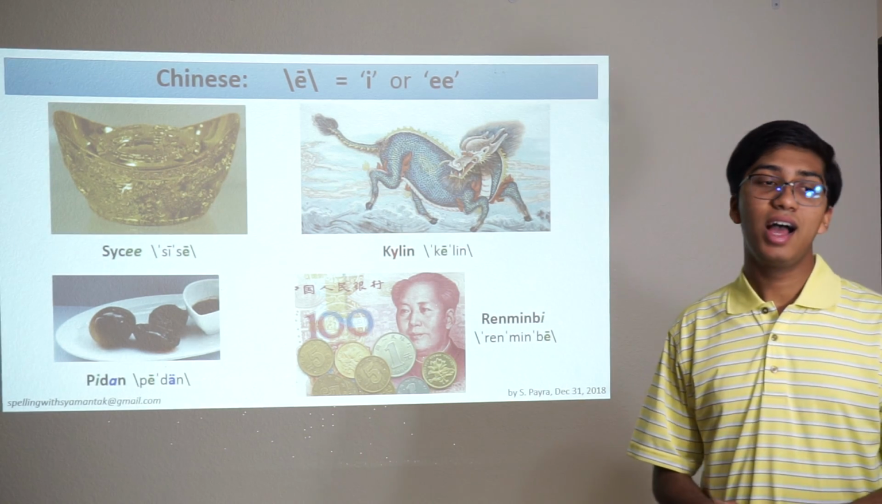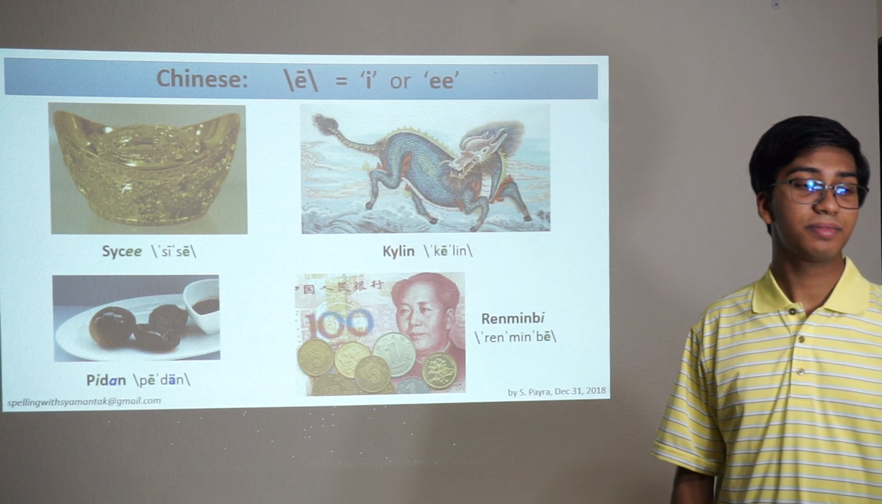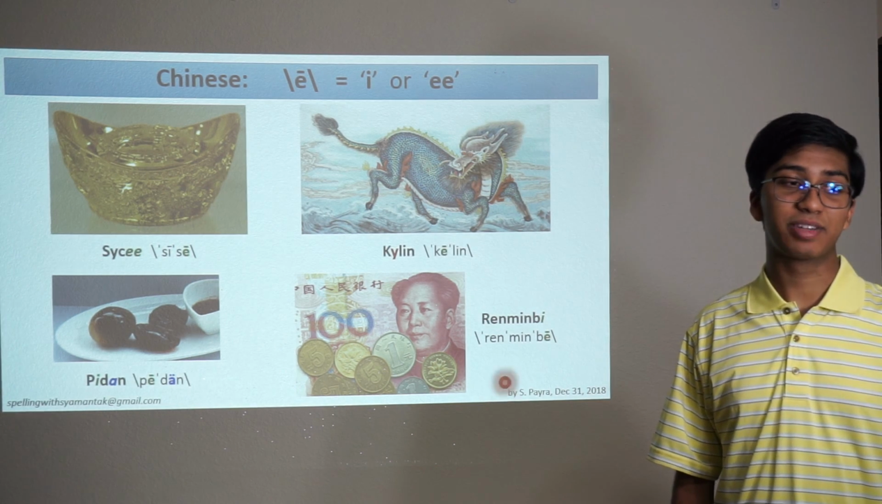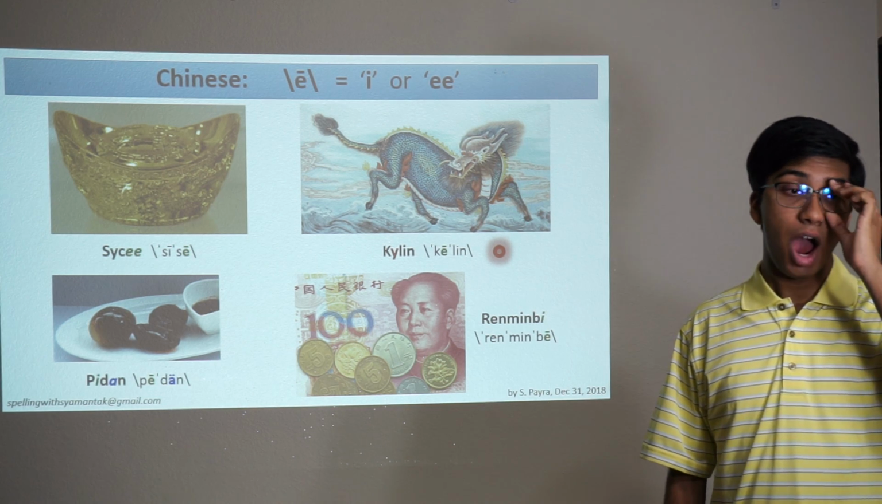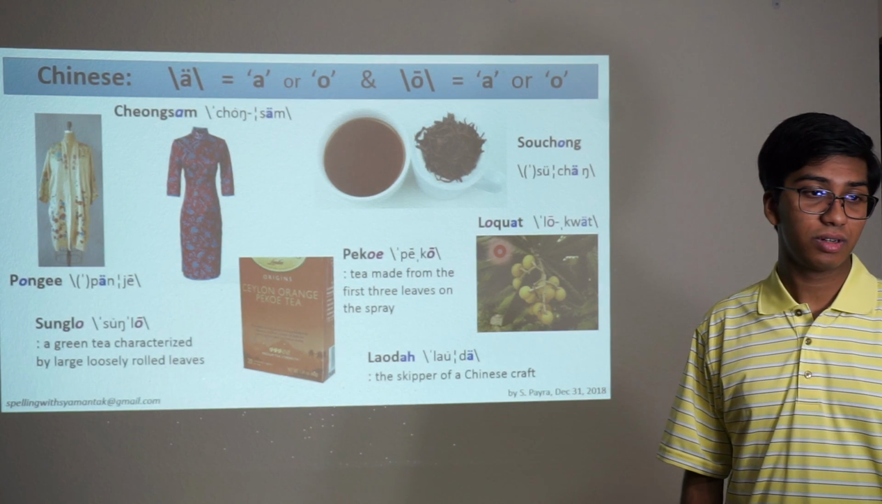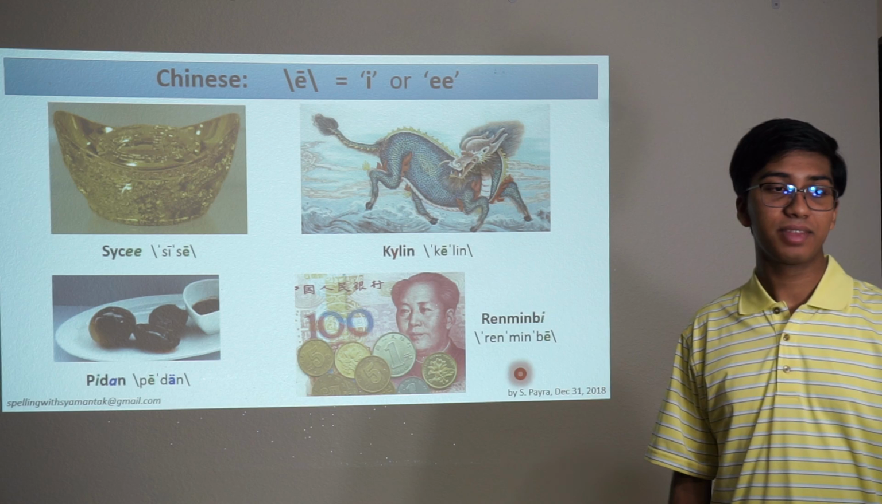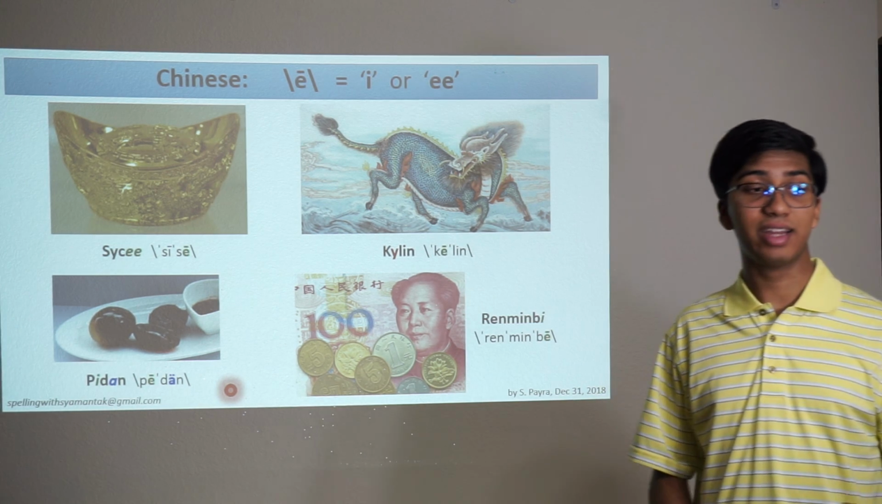Over here, a couple pictures. Saisi means silver coinage. Qilin is a unicorn of Chinese myth depicted with the tail of an ox and the legs and body of a deer. Renminbi means Chinese currency, and pidan means pickled duck eggs preserved in brine.